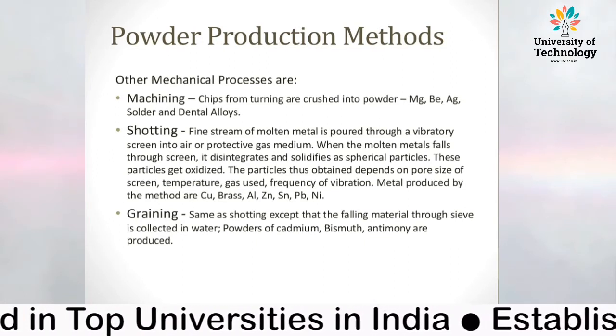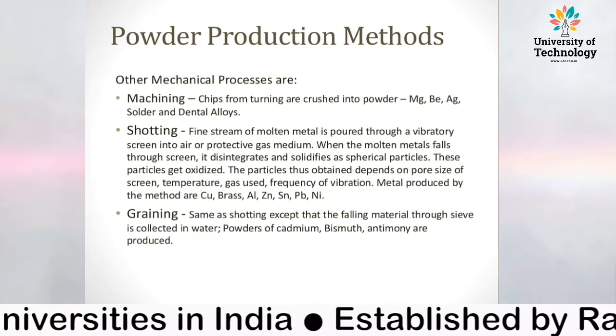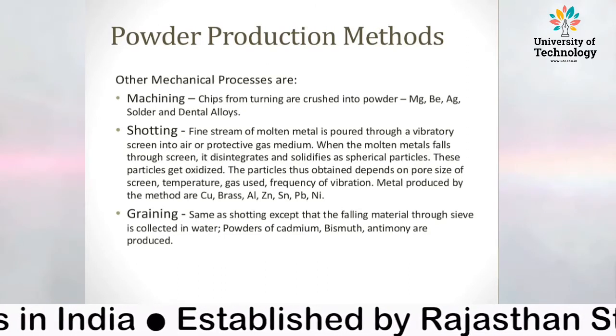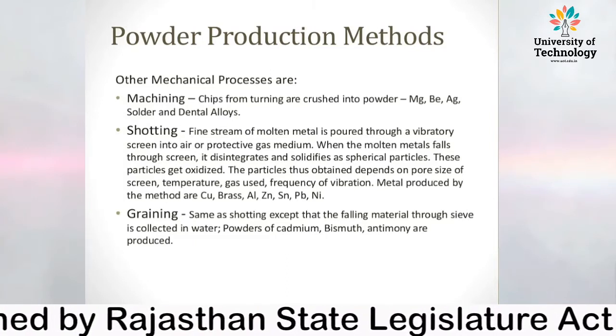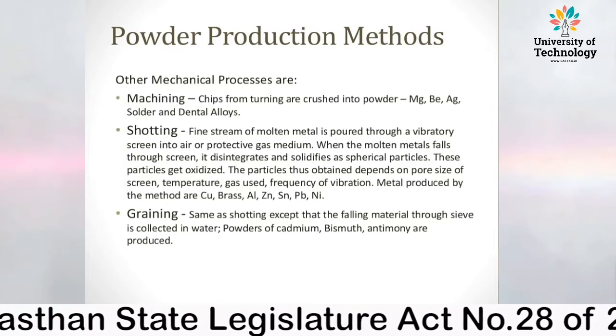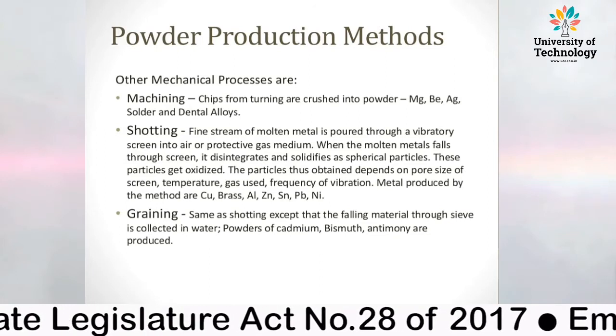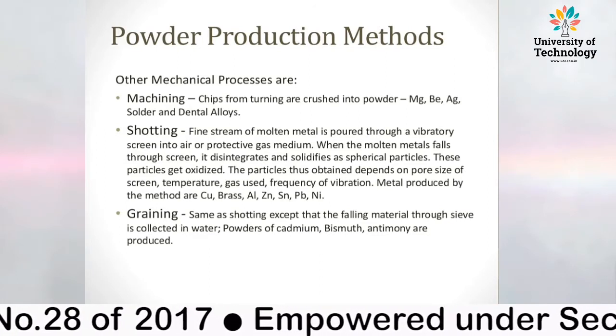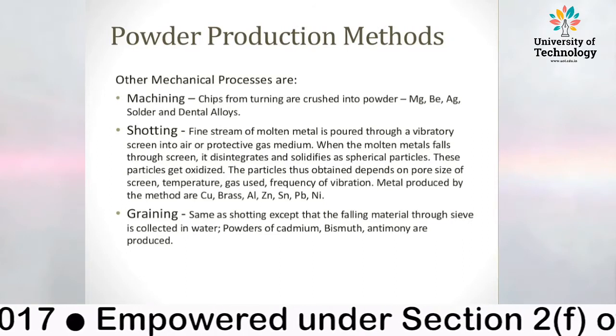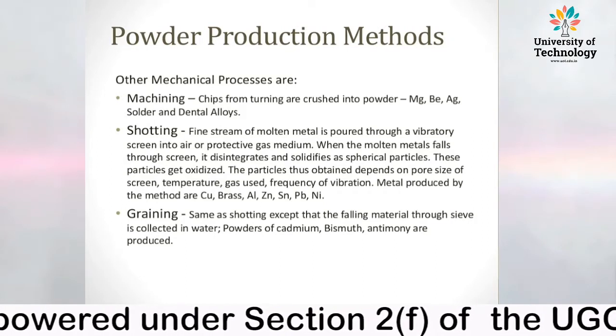The mechanical processes are here. The first one is machining. That process forms chips by turning or crushing into powder. Examples of this are magnesium, barium, arganium solder, and dental alloys.